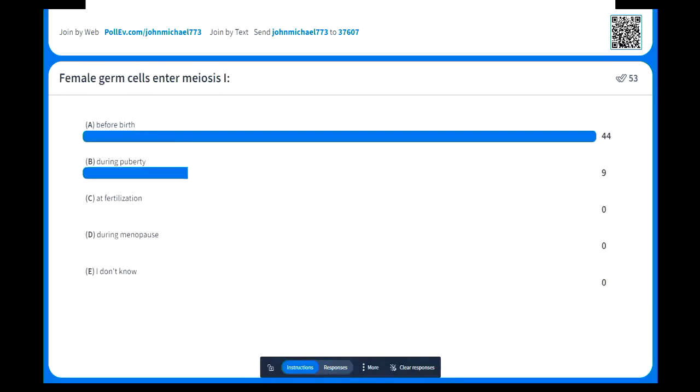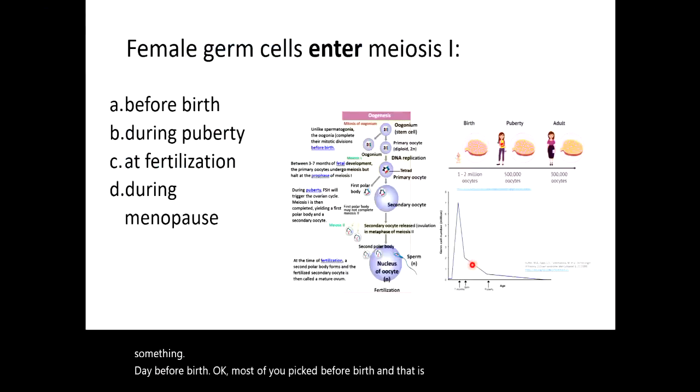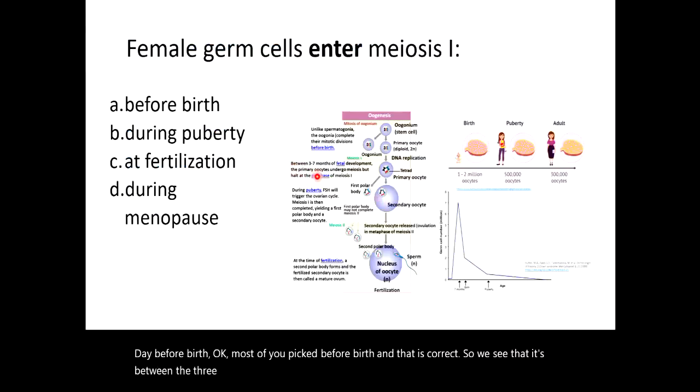A, before birth. Okay, most of you picked before birth, and that is correct. So we see that it's between the 3 to 7 months of the fetal development when the primary oocytes are going to enter into meiosis 1. So that happens before birth.